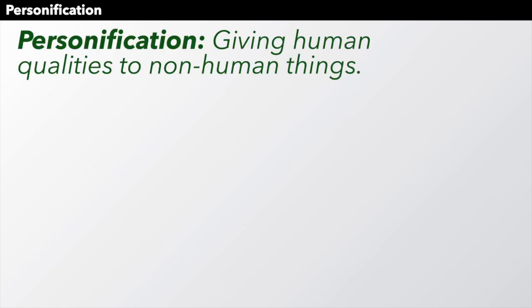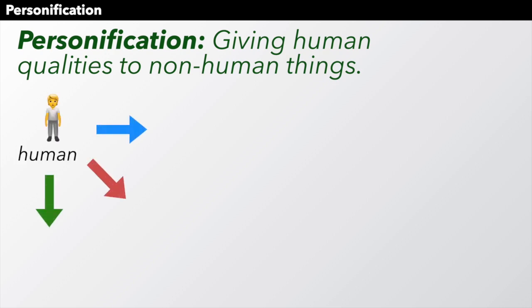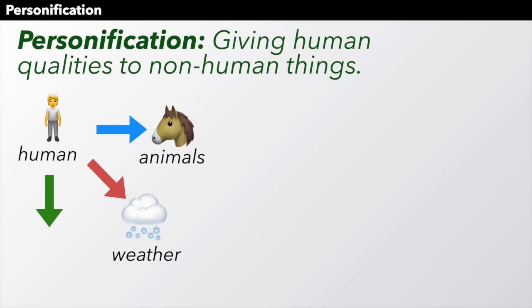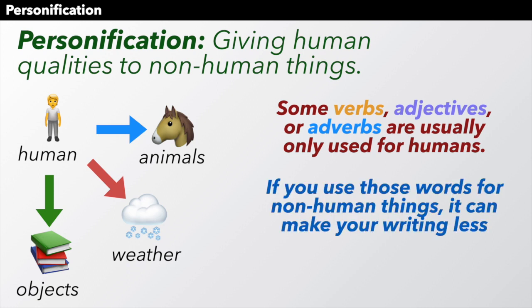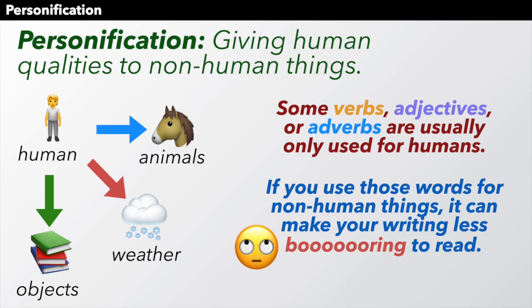Personification. You can see it has the word "person" right in the front there. Personification is giving human qualities to non-human things, like animals, the weather, or objects. Some verbs, adjectives, or adverbs are usually only used for humans. If you use those words for non-human things, it can make your writing less boring to read. That is personification, using those special words for non-humans.